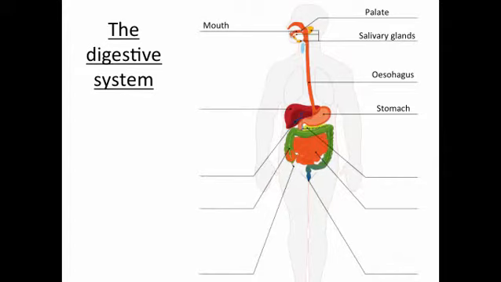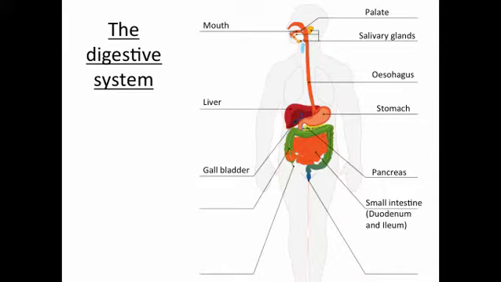Then the food arrives at the stomach. Next to the stomach you'll see the largest internal organ of your body, which is the liver. Inside the liver you've got the gallbladder. We'll learn more about that in the next lesson. Just underneath the stomach you have the pancreas. Food exits your stomach and passes into the small intestine. The main parts of the small intestine you need to know about for IGCSE are the duodenum and the ileum. The first part of the small intestine is called the duodenum, and the main wiggly part in the middle is the ileum.